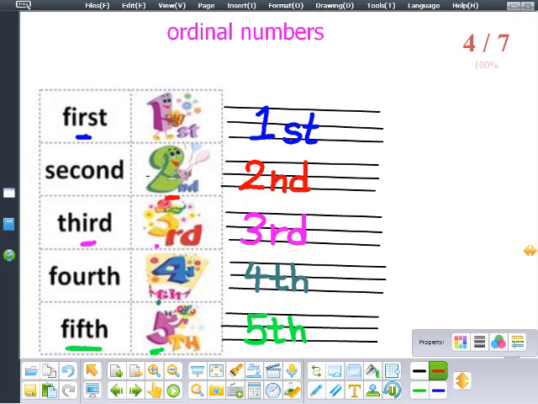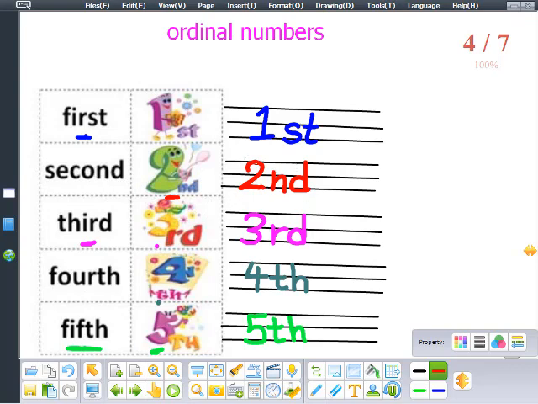Well, what about number 2 in order? When we have number 2 in order, for example, when we are in the line, the one who stands number 2, we call him the second. The second. This is second, and this is the abbreviation. We write second like that.